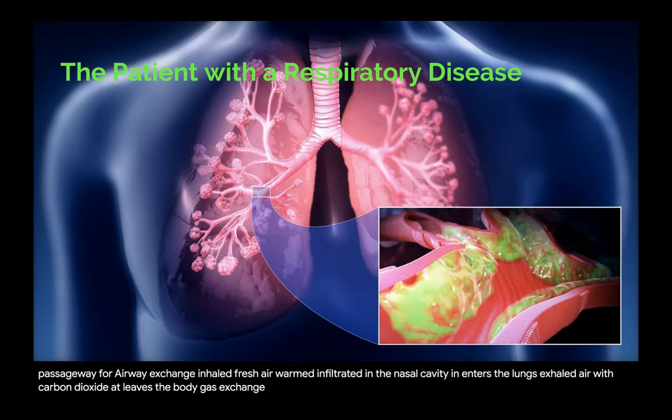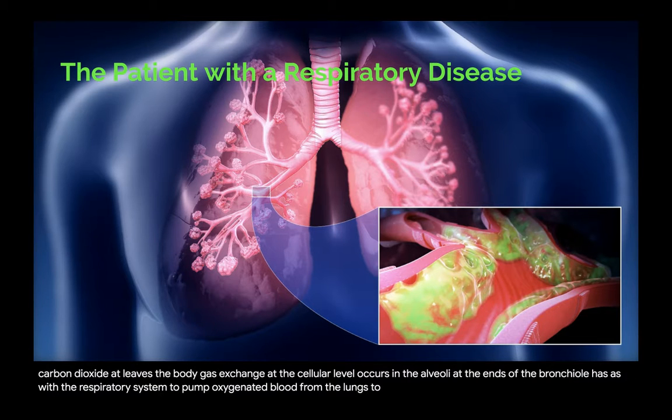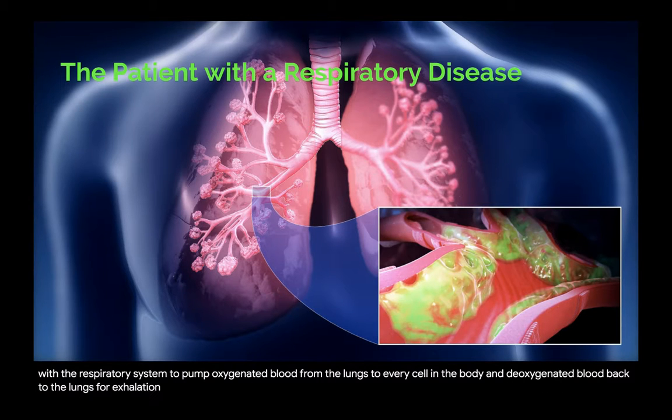Gas exchange. At the cellular level, it occurs in the alveoli at the ends of the bronchioles. Cardiovascular system. Functions with the respiratory system to pump oxygenated blood from the lungs to every cell in the body and deoxygenated blood back to the lungs for exhalation. Function of the respiratory mucosa.